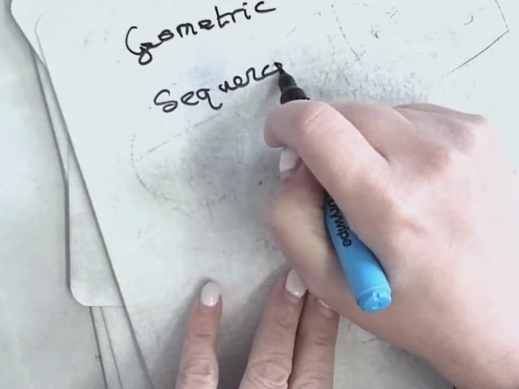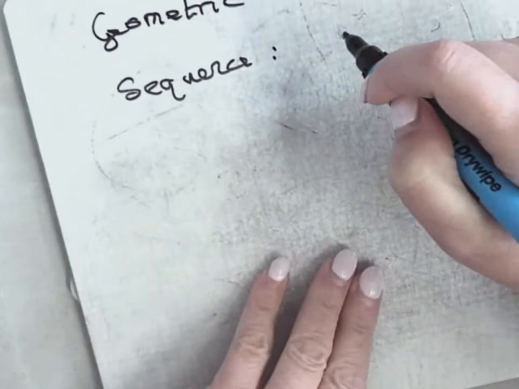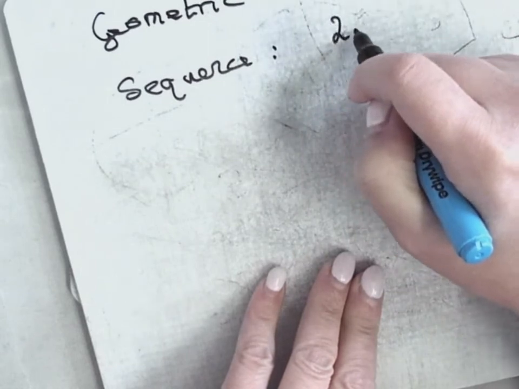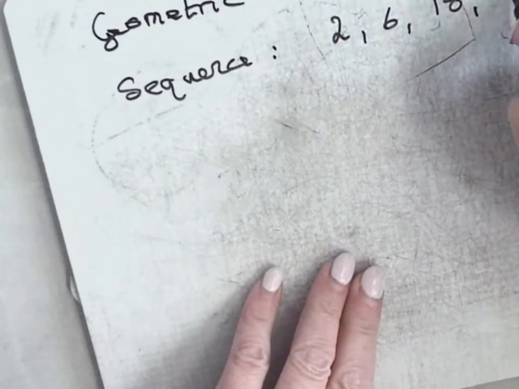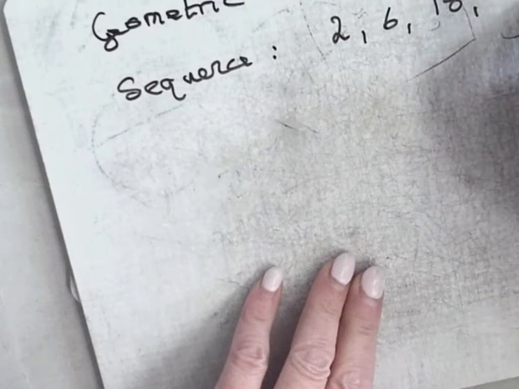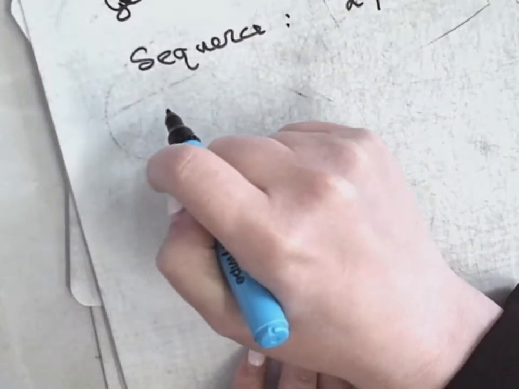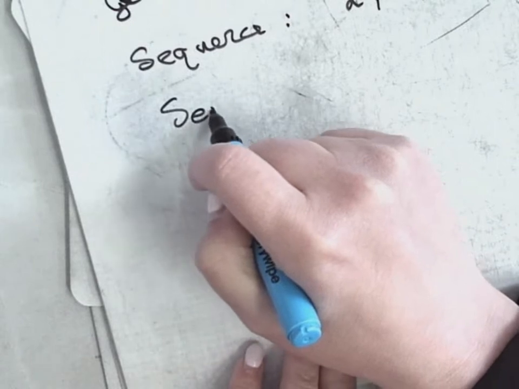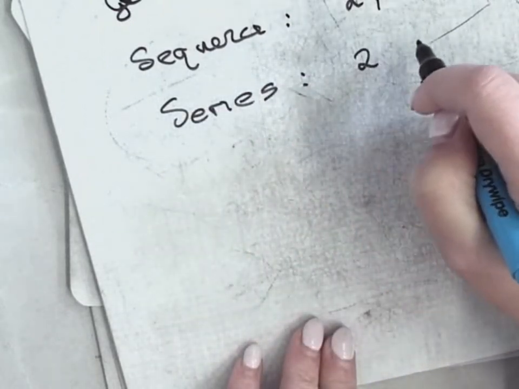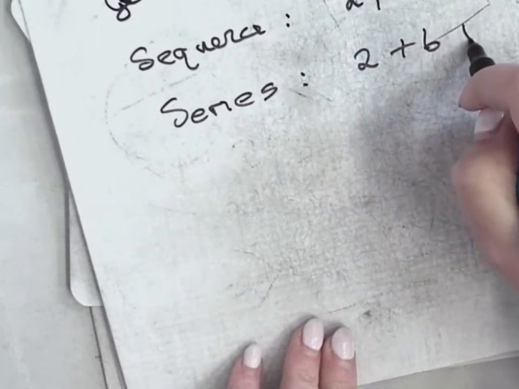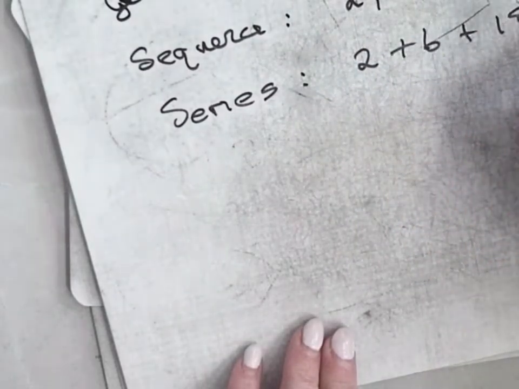said we had term number. So for example, a geometric series, we'll start with 2, multiply by 3 is 6, multiply by 3 is 18, multiply by 3 is 54, etc. That's a sequence. A series is where you add those. So instead of saying 2, 6, 18, 54, you say 2 plus 6 plus 18 plus 54.